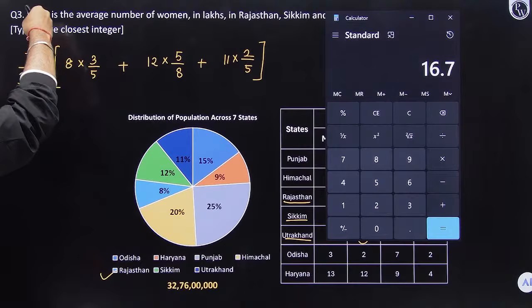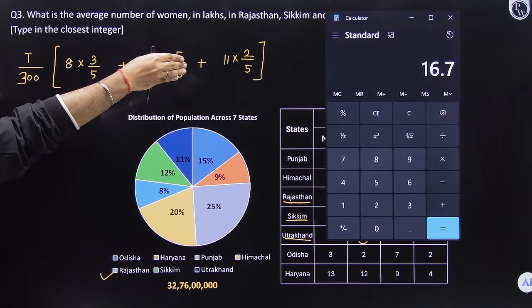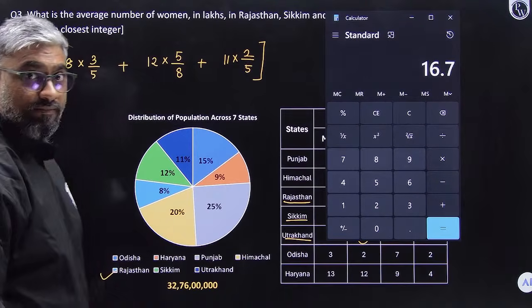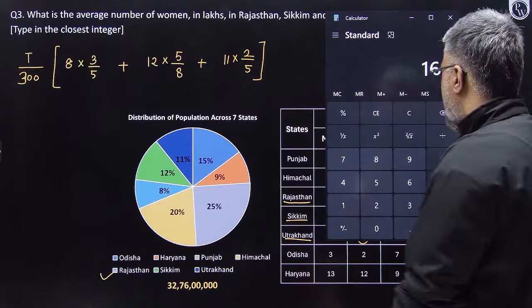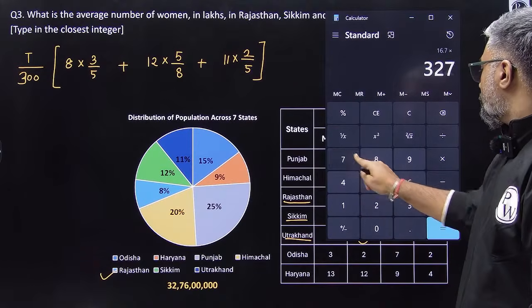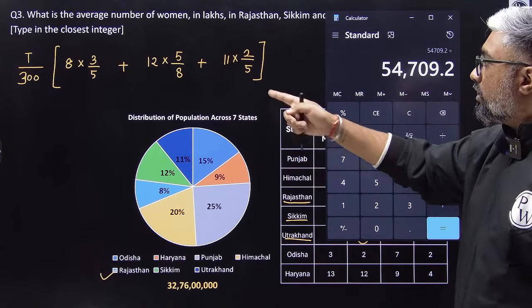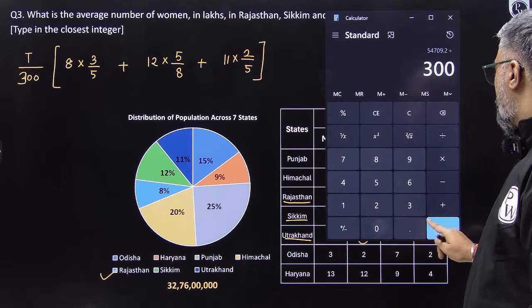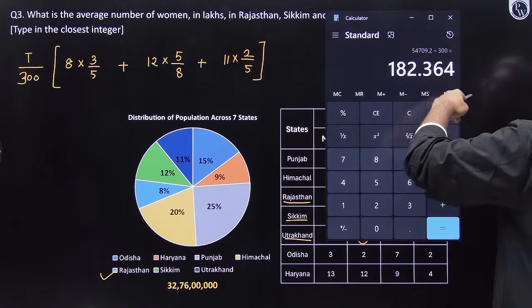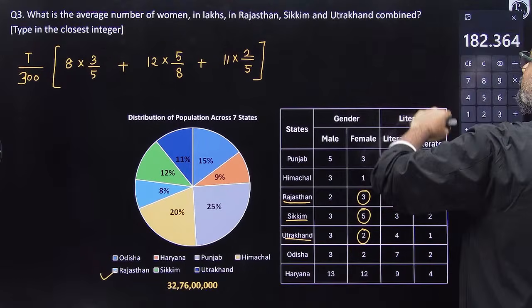Now, if I do total by 300 multiplying with that, I'll get my answer. That's it. Yes. So what's total? 3276 divided by what do I need to do? 300. What is the answer? 182.364.